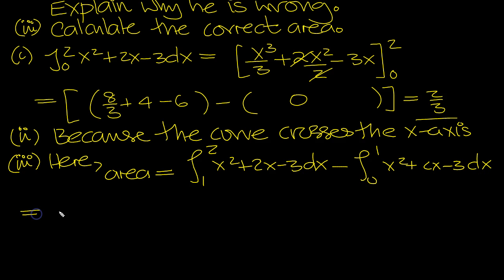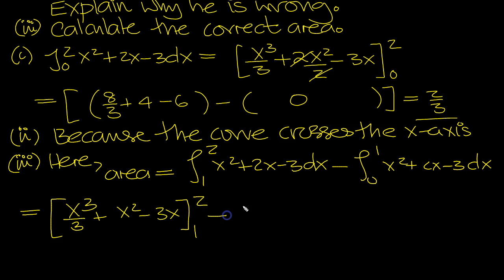So that's equal to then, let's do the same again, x cubed over 3, 2x squared over 2 is just x squared as before, minus 3x. So we've done that integration. The first one needs to be evaluated between 2 and 1. The second one needs to be evaluated between 0 and 1, doesn't it?